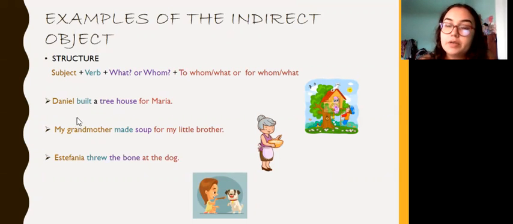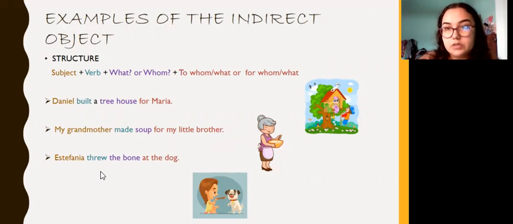My grandmother made soup for my little brother. My grandmother made what? Soup. That is the direct object. But who did she make the soup for? For my little brother, who is the indirect object.